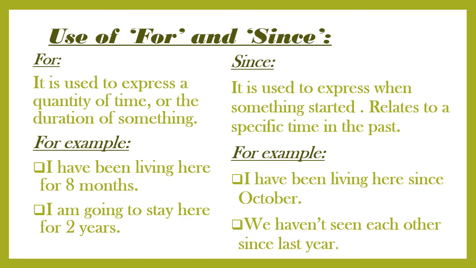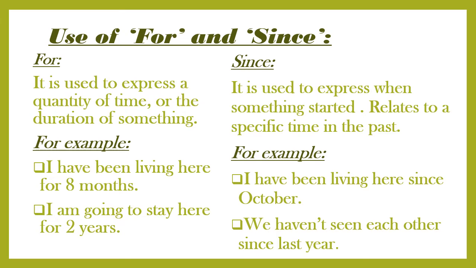Now, since is used to express when something started, related to a specific time in the past. It shows when something started. The starting point is mentioned. There will be a specific time mentioned in the past. For example, I have been living here since October. October is mentioned, the starting time is mentioned, the exact point is mentioned, so we have to use since here.